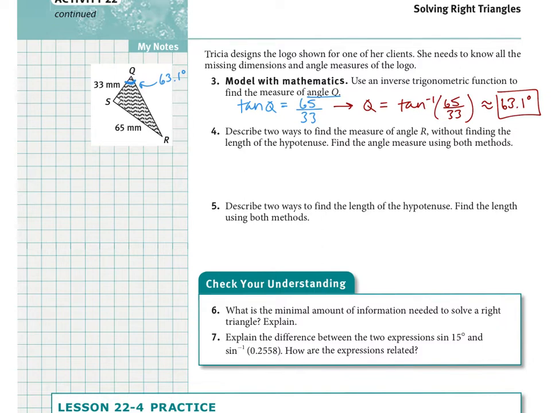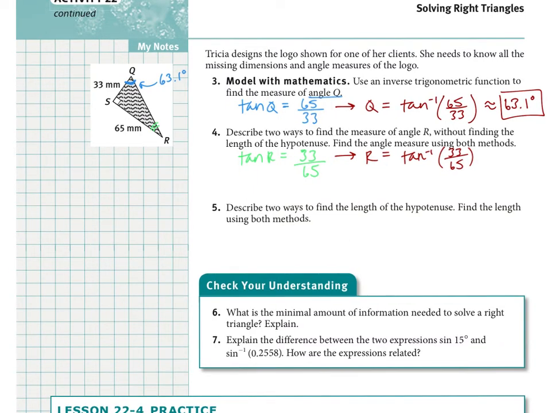So maybe one way that you are starting to look at the measure of angle R is you're thinking about the relationship of sine, cosine, and tangent, right? Again, we could say the tangent is opposite over adjacent, right? 33 over 65. We could write it like that. So we could do tangent of R equals 33 over 65. So that way, to find R, we take the inverse of tangent. And remember, it's now 33 over 65. So that's one way that we could approach it, right?